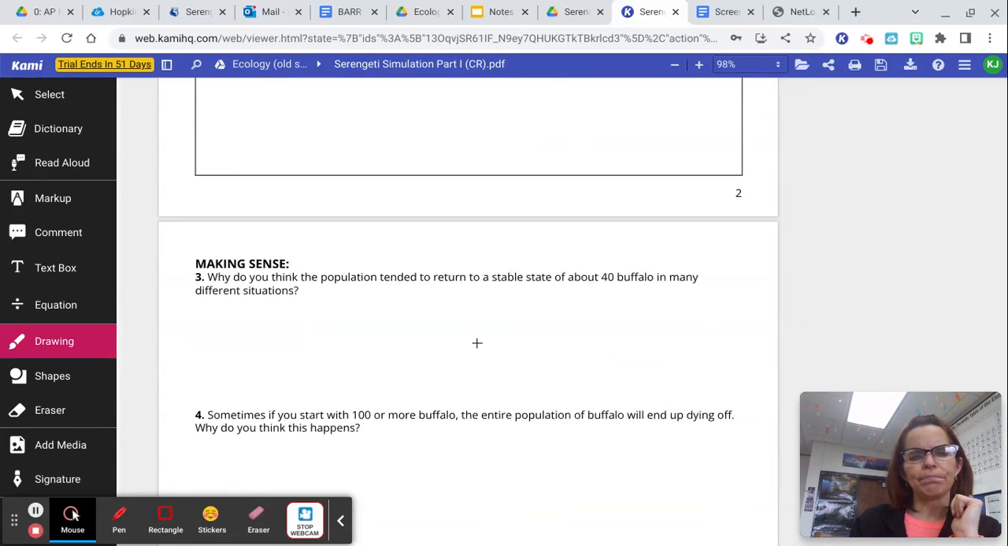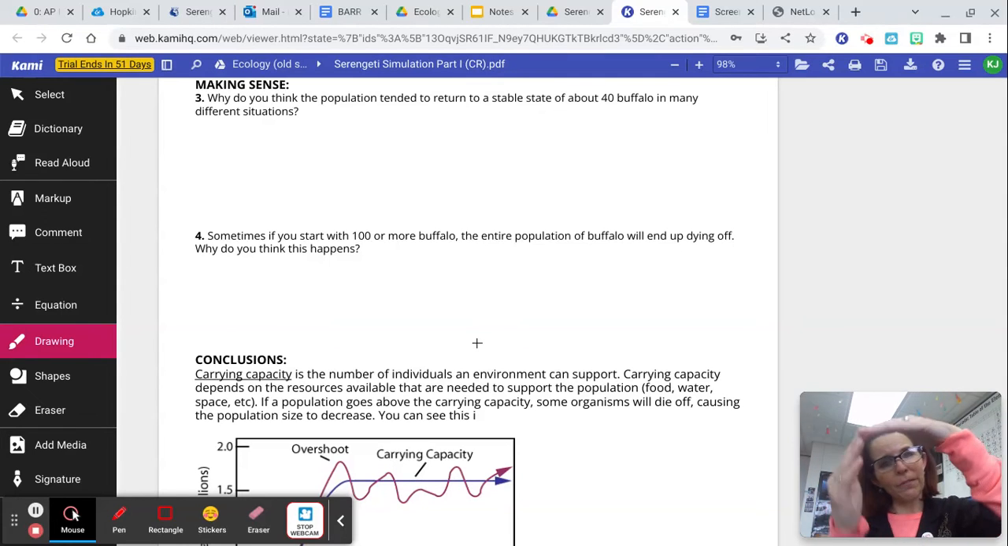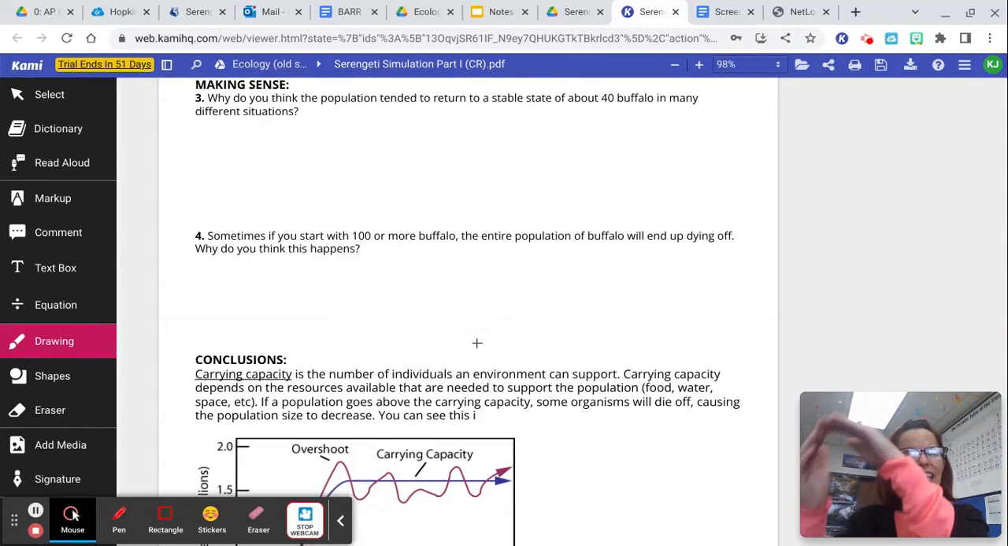Okay, let's move on. So now number 3 says, why do you think the population tended to return to a stable state of about 40 buffalo in many situations? I'm hoping that you can figure this out on your own. But the answer would be that when there's too many buffalo, they run out of food and they starve. And when there's not enough buffalo, then there's so much food that they can start eating and reproducing, and their population increases until they run out of food, and then they starve, and then they increase and they starve. So it's all about how much food is available.